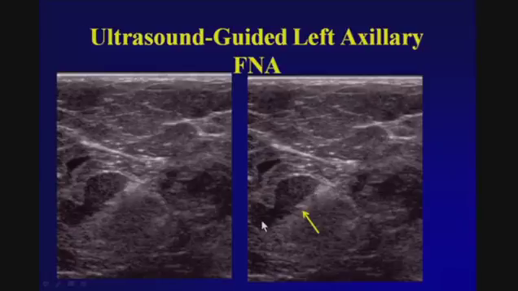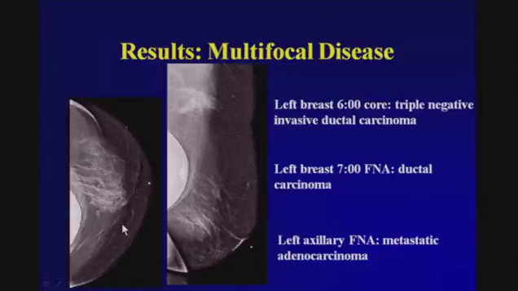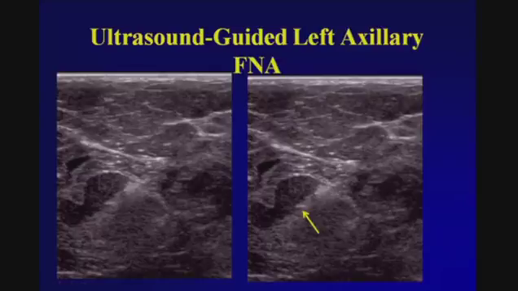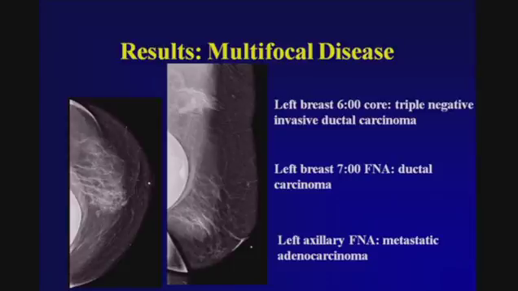And also we did FNA, fine needle aspiration, on the axillary lymph node. Here we have our expanded cortex, and here's our needle right in the cortex, ultrasound-guided left axillary FNA. Then we look at the results. We documented multifocal disease. The left breast 6 o'clock lesion, the largest lesion, was a triple negative invasive ductal carcinoma. The 7 o'clock lesion was ductal carcinoma. And in the left axillary region, there was evidence of metastatic adenocarcinoma shown by FNA.